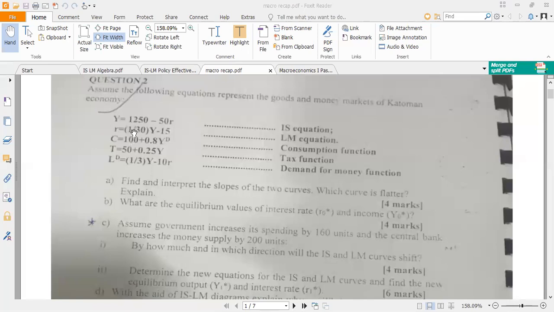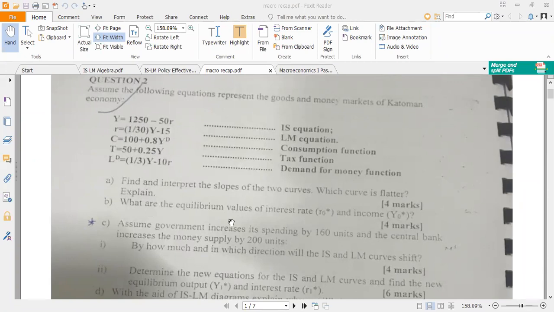And then when you go to the money market, if you find R in terms of Y, you are getting 1 over 30. So that's the slope of the LM curve. If you want to interpret this, it means that if income increases by 1 unit in the money market, then the interest rate will increase by 1/30 units. Then we're supposed to check which one is flatter. You just compare the two. As the value increases, you get a steeper curve.